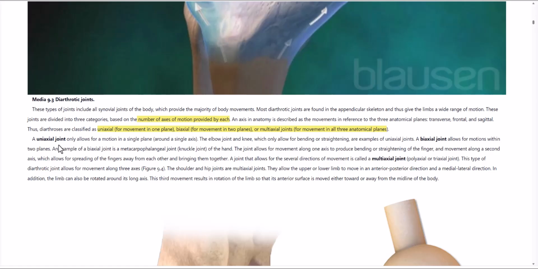So the uniaxial joints, a good example of those, I want you thinking elbow and knee. Okay, elbow and knee. You know your elbow and knee normally only bend in one plane. Biaxial joints are going to move in two planes, and one good example of that are your metacarpophalangeal joints. Now go ahead and dissect that word for me if you would. Think about that word for a moment.